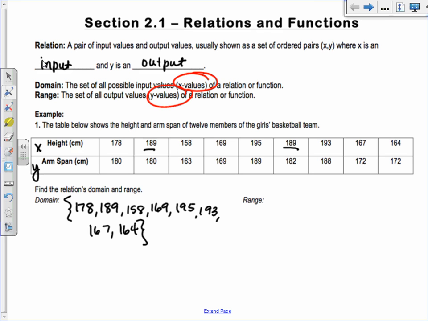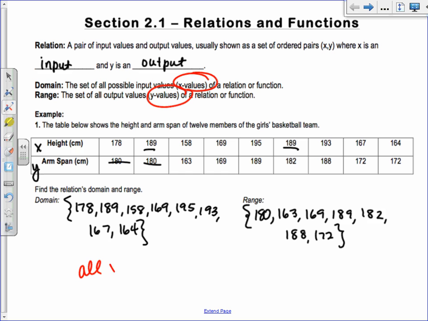Okay, range. Your range is going to be all of your y values. So all the y values, I have 180, but I have it twice, so I'm just going to list it once. I have 163, 169, 189, 182, 188, and 172. So that's the range, all the y values. So again, domain is all x's, range is all y's. All right, let's go to the next part.